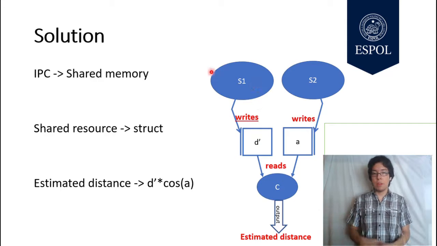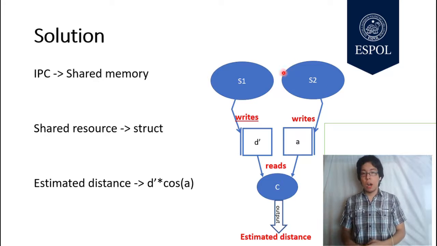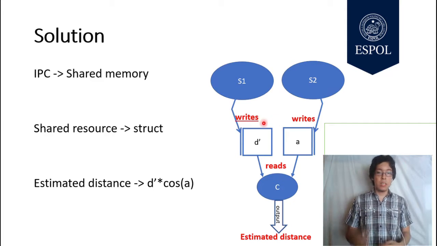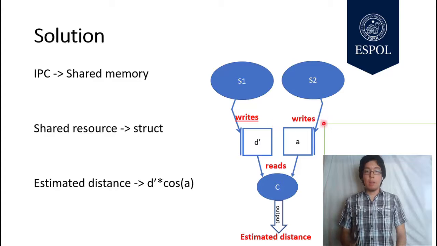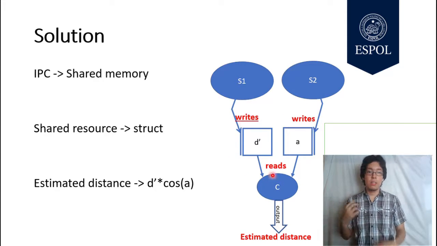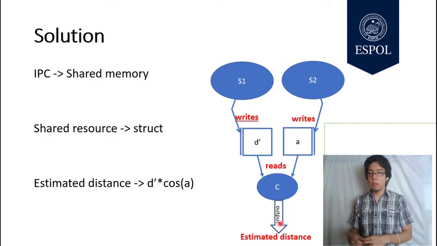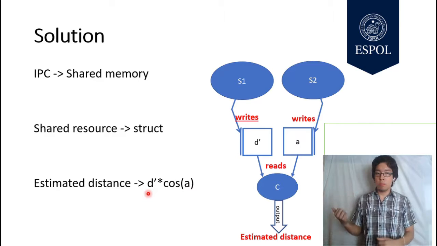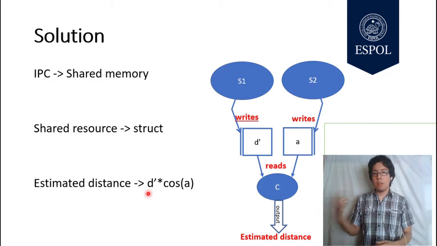As mentioned before, S1 and S2 are in charge of the sensor's data. They read and write those values in a given array index. Then C reads those values and estimates the real distance using the formula d prime times cosine of alpha.